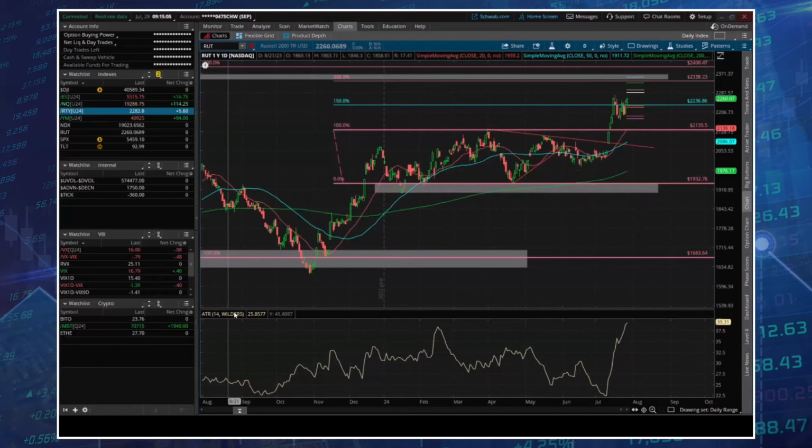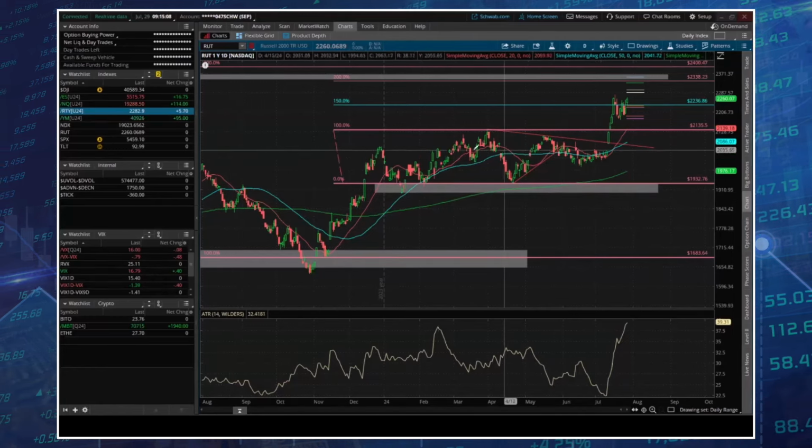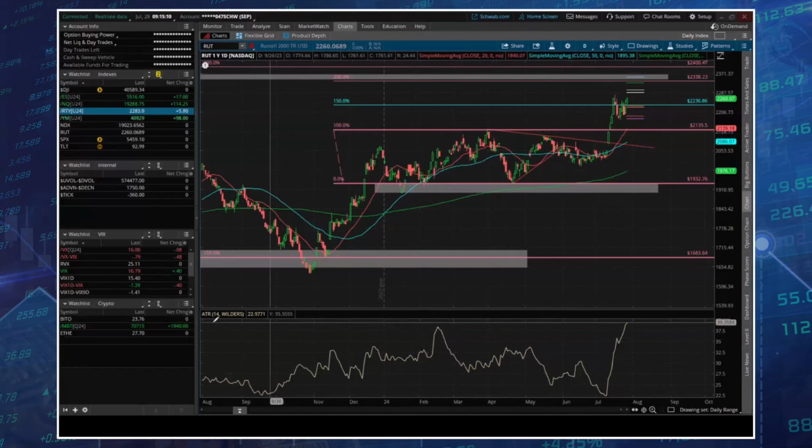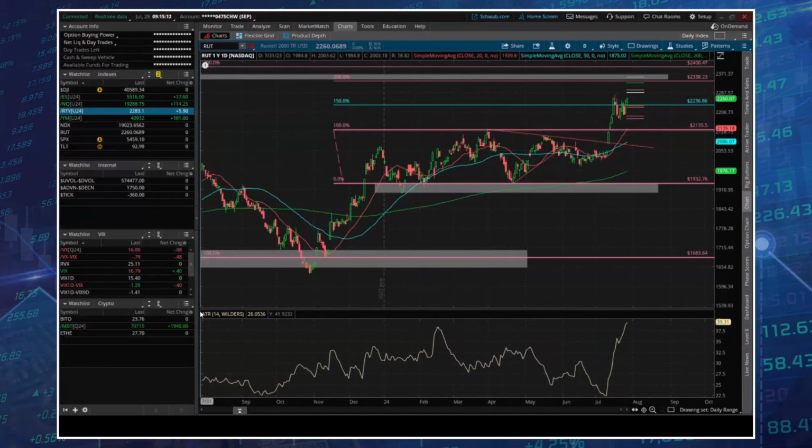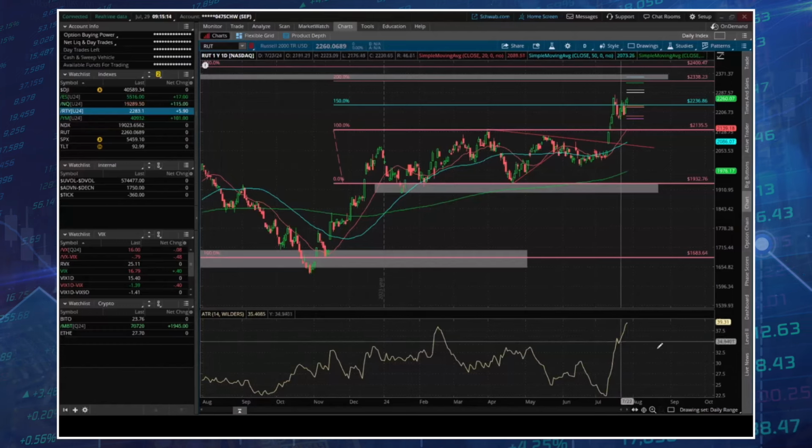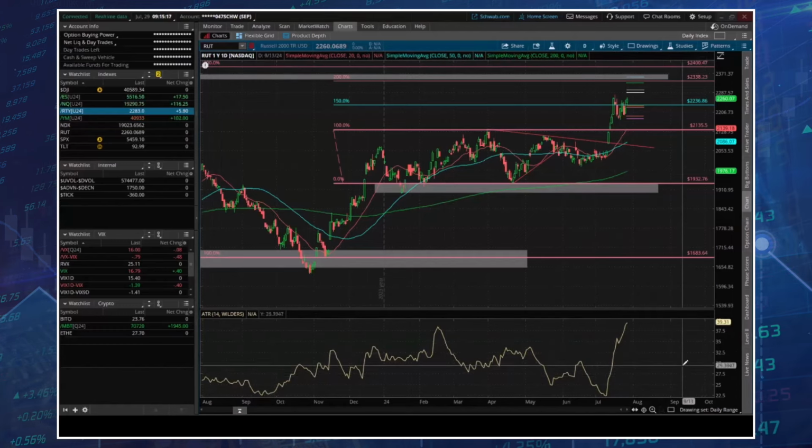I don't usually use Wilders either. I don't know why this is on this particular drawing. I do use average true range. Actually, yeah, this is average true range. So I do use average true range. I do like to be aware of what that is.